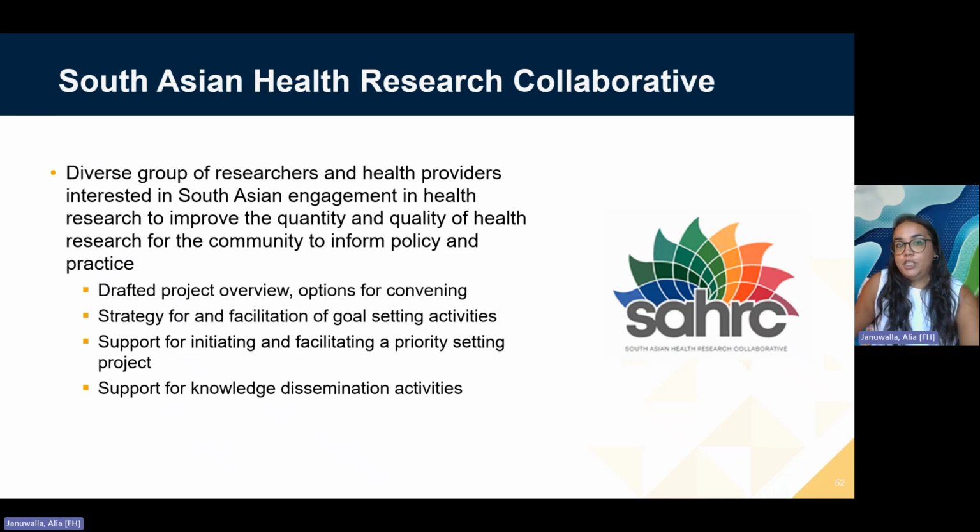We supported a strategy for and facilitated goal-setting activities. And we also supported knowledge dissemination activities. We were able to establish meaningful relationships with community and worked with community to recruit at community events, local places of worship, to recruit 238 participants to complete priority setting practice surveys.